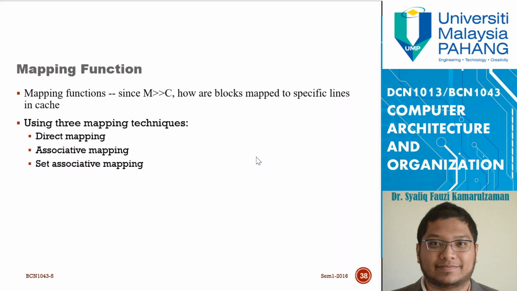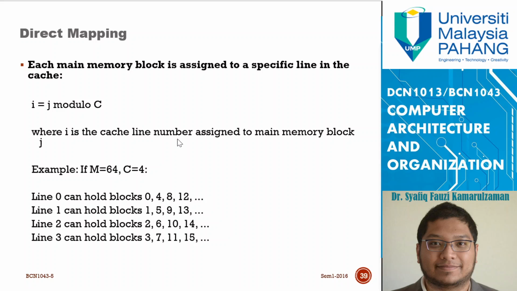So let's take a look at one of the mapping functions here. I'll introduce one first. Here we have direct mapping. In direct mapping, each main memory block is assigned to a specific line in the cache. Here i equals j modulo c, where i is the cache line number assigned to memory block j. For example, if m equals 64 and c equals 4, line 0 can hold blocks 0, 4, 8, 12.